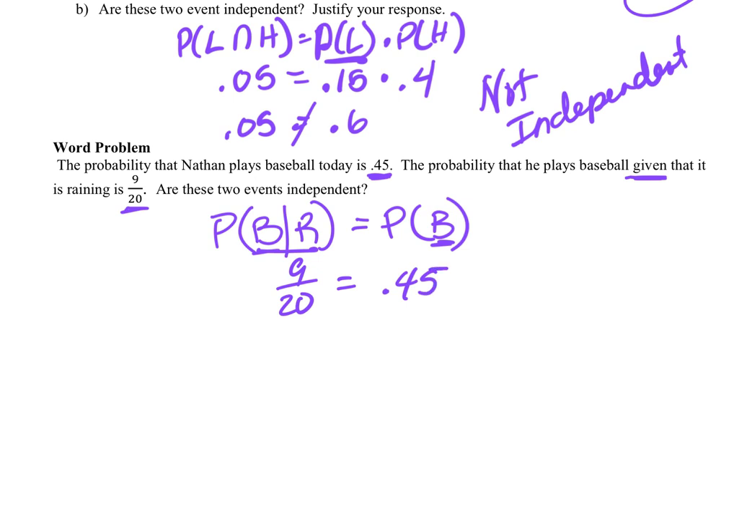Leaving it like that isn't obvious, so you really should make them either both fractions or both decimals. So if you do the math, it's 0.45. So these two are equal, so they are independent of each other, unfortunately.